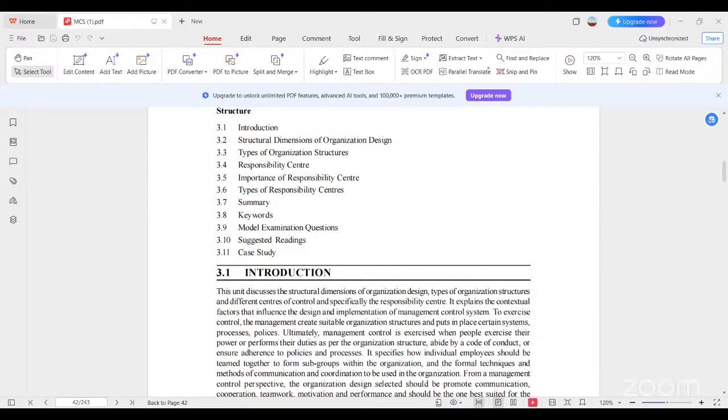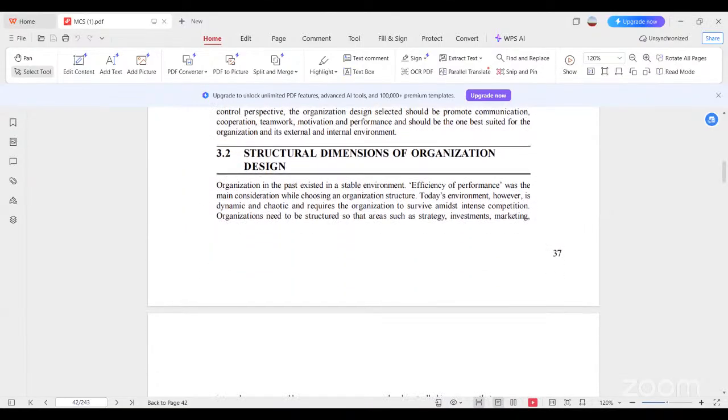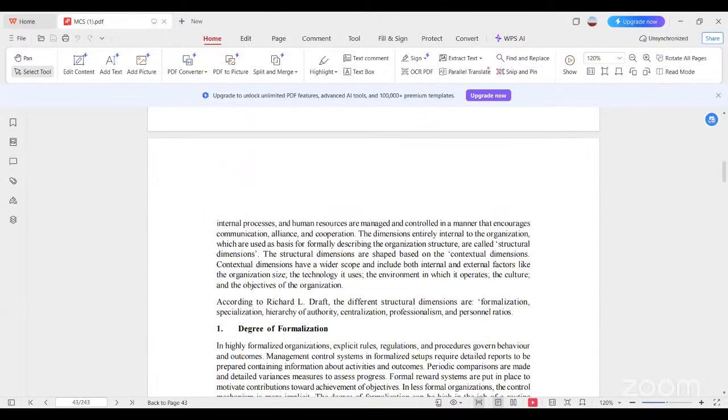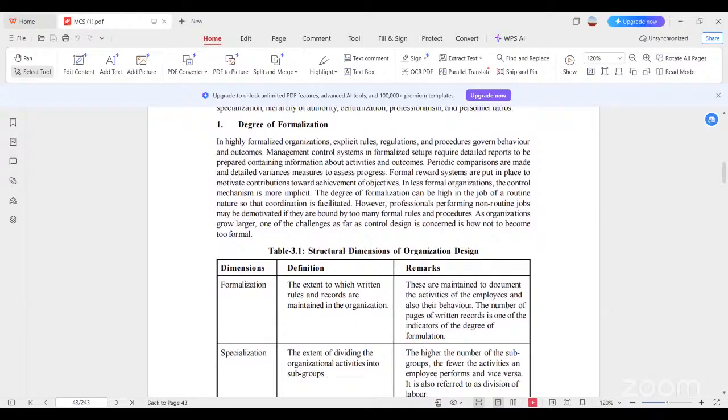Okay. Now, next, moving towards the structural dimensions of organization design. Structural dimensions basically tell us how organizations are formally built to achieve control and efficiency.